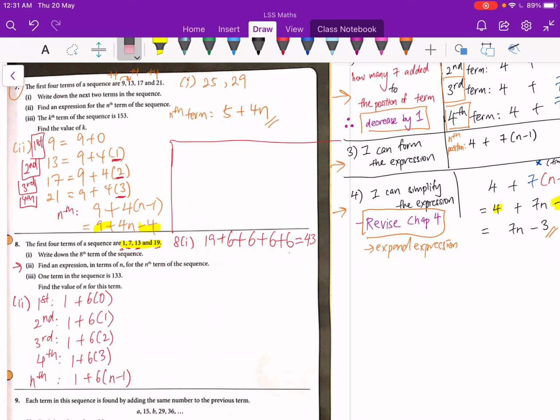So when I simplify it, okay, let me draw some more space for myself. I should get the n-th term: it will be 1 plus 6 times (n minus 1), which is 1 plus 6n minus 6. When I simplify it, it will give me 6n minus 5.